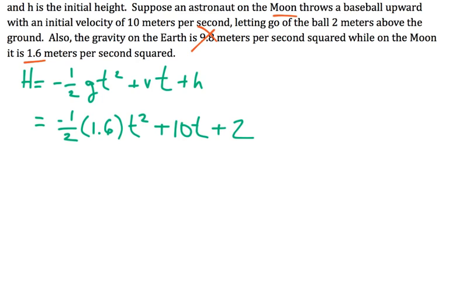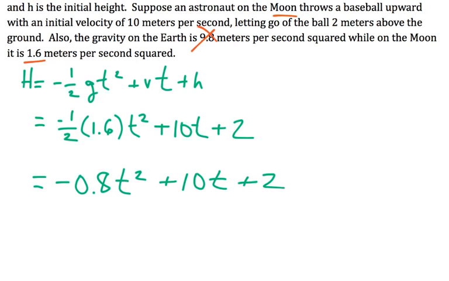Now let's simplify this. Well, I know that half of 1.6 is 0.8, and I make sure I don't mess this up. I'm going to write negative 0.8 t squared plus 10t plus 2. And we're given decimals here, so it's okay if we continue to use those decimals.